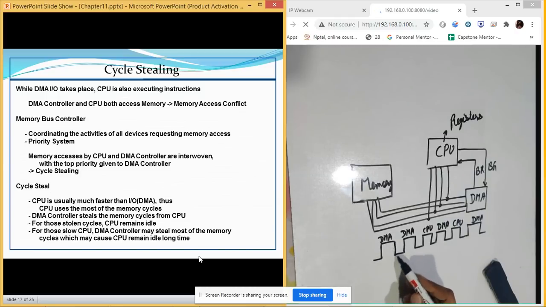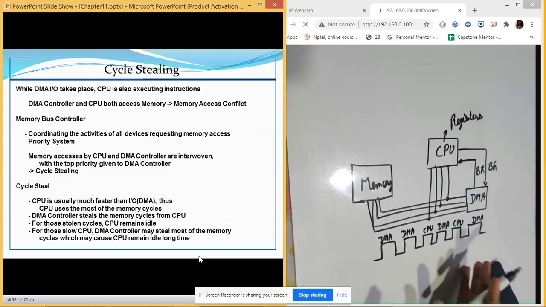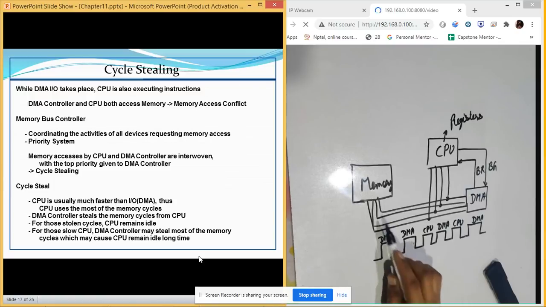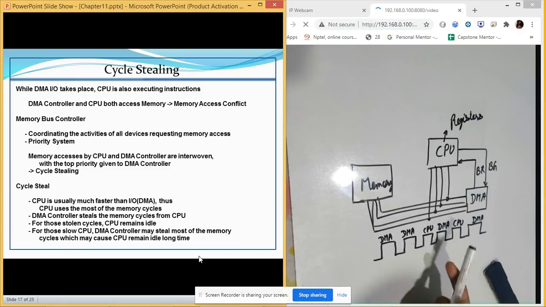This is a clock cycle. So it is simply stealing these cycles in which earlier the access was of the CPU, even if it was accessing it or not, doesn't matter. Earlier this was provided to the CPU only, but now when we are using DMA, DMA gets it for its own execution. So this concept of using the CPU memory cycles by DMA is known as cycle stealing. And if you read it properly, the main priority is given to DMA because it is a slower device.